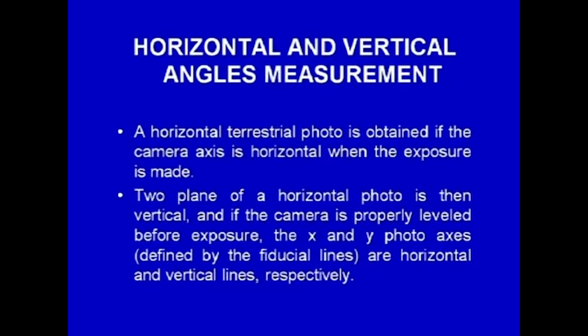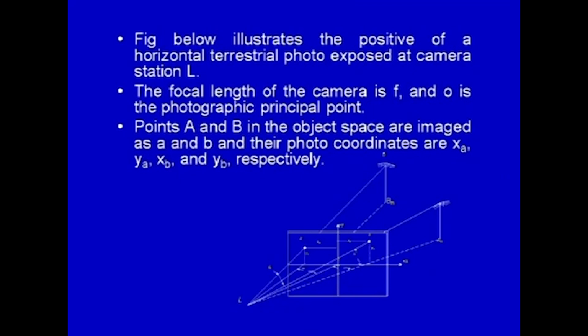A horizontal terrestrial photo is obtained if the camera axis is horizontal when the exposure is made. The plane of a horizontal photo is then vertical, and if the camera is properly leveled before exposure, the x and the y photo axes defined by the fiducial lines are horizontal and vertical lines respectively. The figure below shows the positive of a horizontal terrestrial photograph exposed at a camera station L. The focal length of the camera is f and O is the photographic principal point. Points A and B in the object space are imaged as small a and small b, and their photo coordinates are xa, ya, xb, yb respectively.